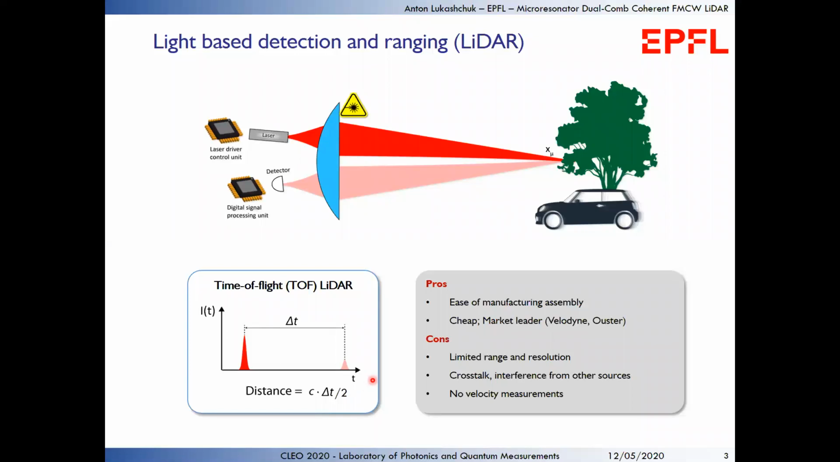The pros of the time-of-flight LiDAR are ease of manufacturing, it's relatively cheap, and they are current market leaders like Velodyne and Ouster. As for the cons, they have limited range and resolution, which is determined by the width of the pulse. For example, for a 100 picosecond pulse, you get only 3 centimeters. They also suffer from crosstalk and interference from other sources, and they do not have access to direct velocity measurements.